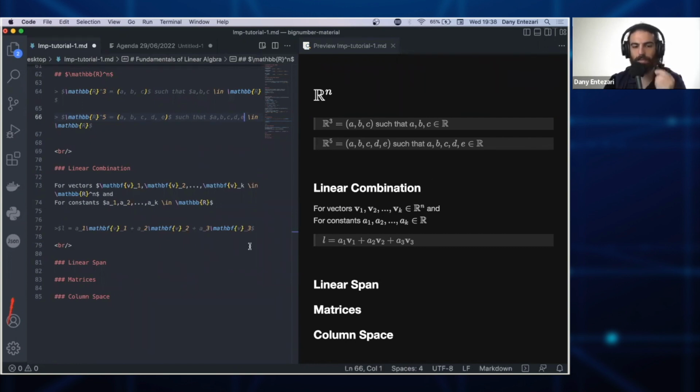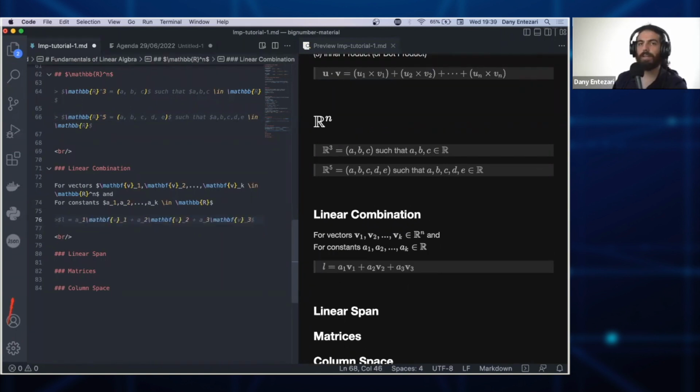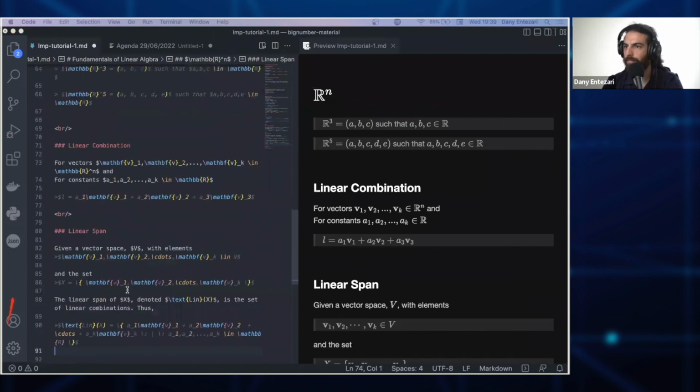So what's an example of a linear combination? Something that looks like this. Evaluate this expression, and you have your linear combination. Now, what's a linear span? A linear span is the following.